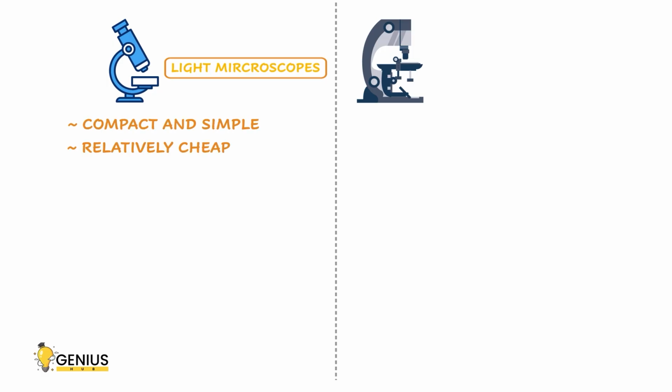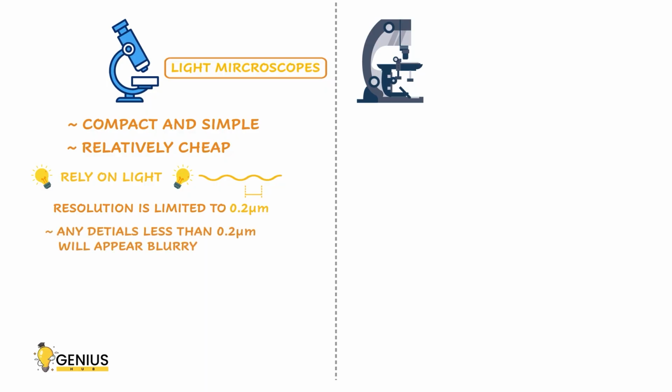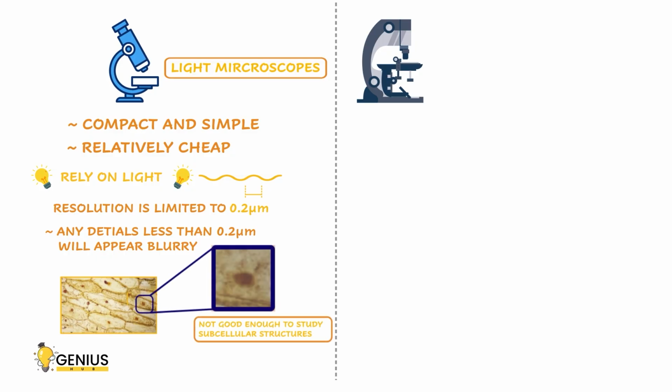However, since they depend on light, which has a wavelength of 0.2 micrometers, their resolution is limited to 0.2 micrometers as well. This means that details smaller than 0.2 micrometers apart will appear blurry. As a result, while light microscopes allow us to view individual cells, such as these onion cells, they are not powerful enough to reveal subcellular structures like mitochondria.